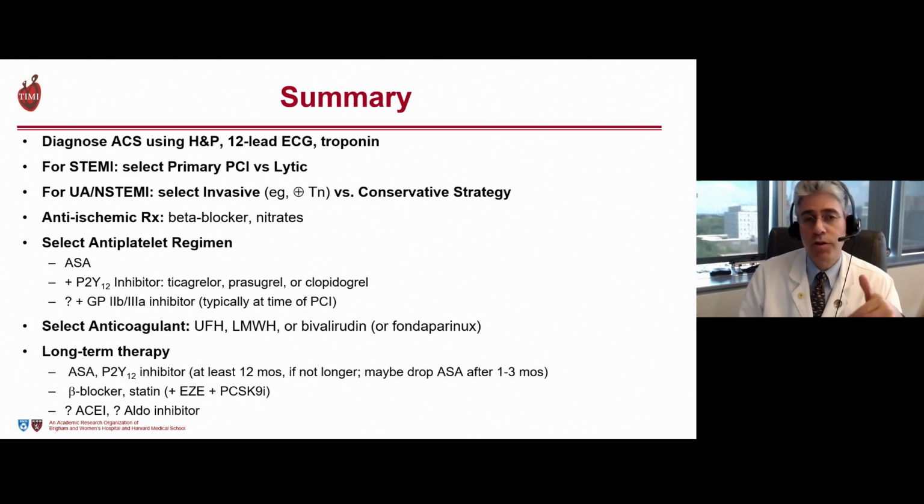We're going to start with aspirin and add a P2Y12 inhibitor, preferentially one of the more potent ones, ticagrelor or prasugrel. We'll select an anticoagulant, almost always unfractionated heparin, long-term aspirin, P2Y12 inhibitor, some debate about dropping the aspirin, but certainly keep the P2Y12 inhibitor going for a long time. Beta blocker, statin, I would typically add ezetimibe and PCSK9 inhibitor to drive that LDL cholesterol down. And then for appropriate patients, ACE inhibitor and aldosterone inhibition. So I'll stop here and see if Dr. Desai, there are any questions.